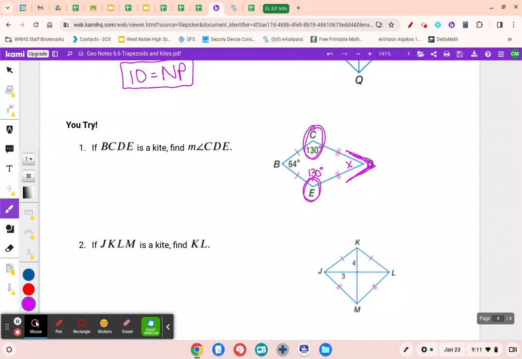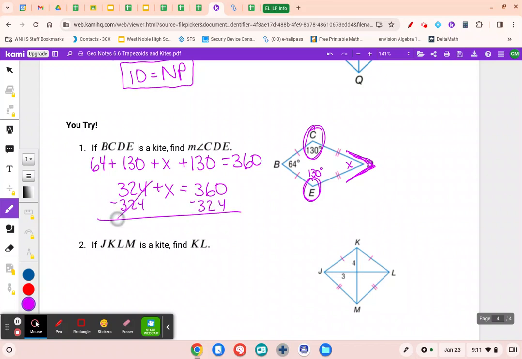And then these four add and equal 360. So we do this math. When you do the addition, you should get 324 plus x equals 360. And you solve, and you get x, which is the measure of angle CDE, is 36 degrees. So I'm actually going to write that up here, since that's what the question wanted to know.